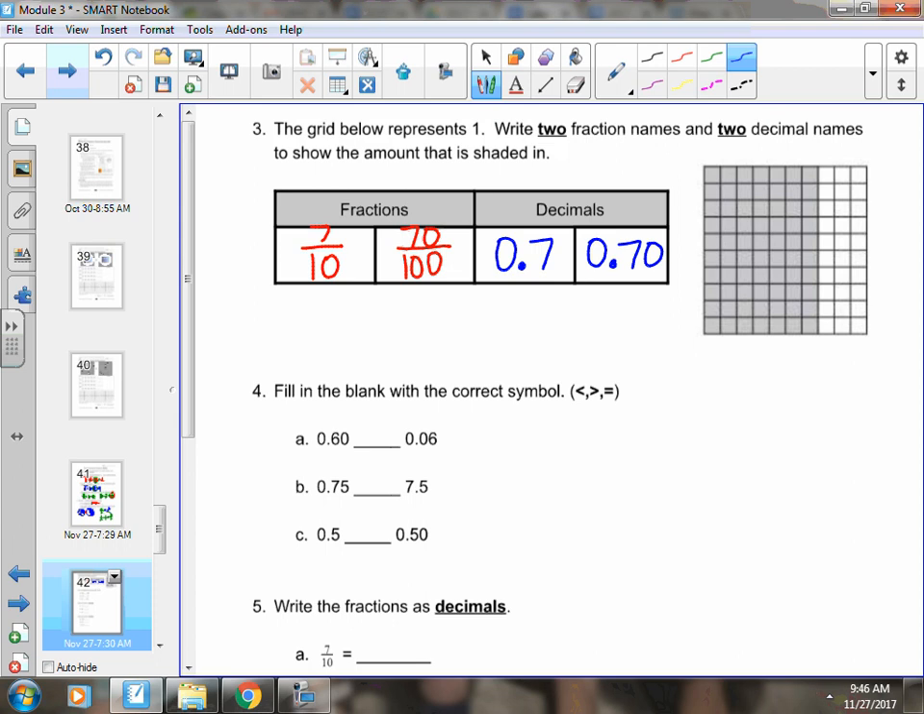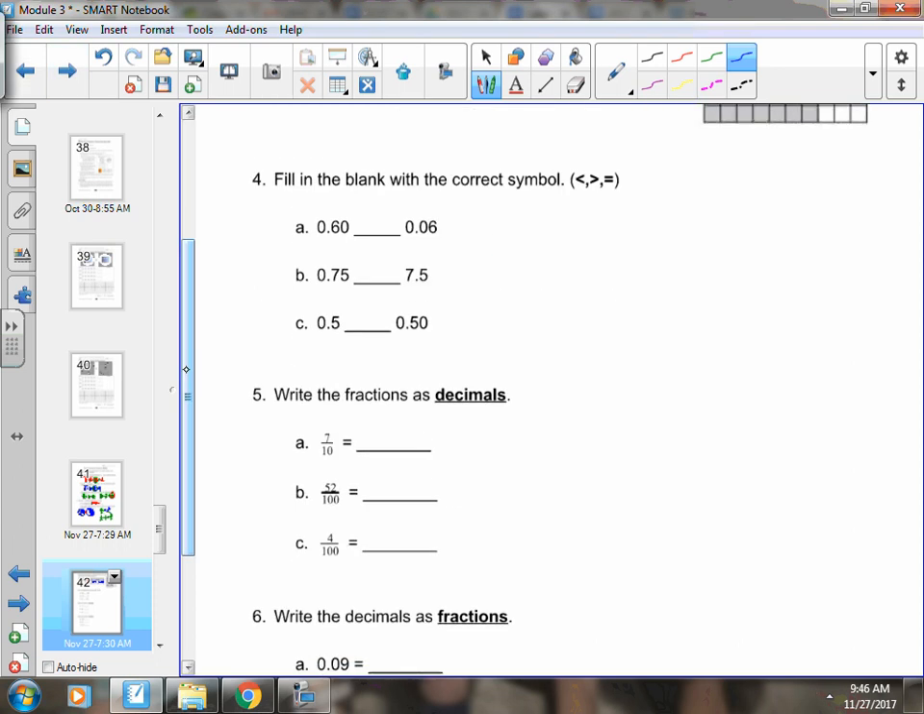Number 4, fill in the blank with the correct symbol, less than, greater than, or equal to. All right, you could think money. Money is often very helpful when you're comparing decimals. You could think 60 cents versus 6 cents. 60 cents wins every time.